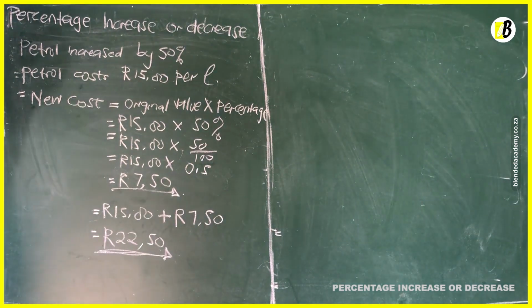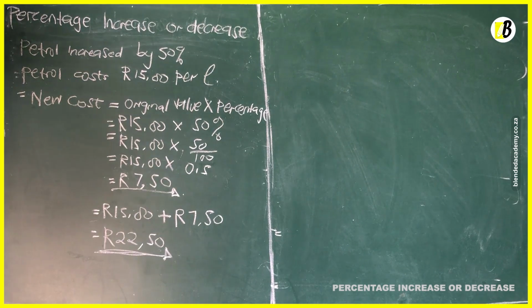Let's now shift to the percentage decrease. Let's say you go to a typical shop and you find a pair of jeans. Let's say the jeans cost 400 Rand and you're being told by the salesperson that the jeans have 20% off or discount. How do you work that out? You'll be asked, what is the new cost of the jeans?